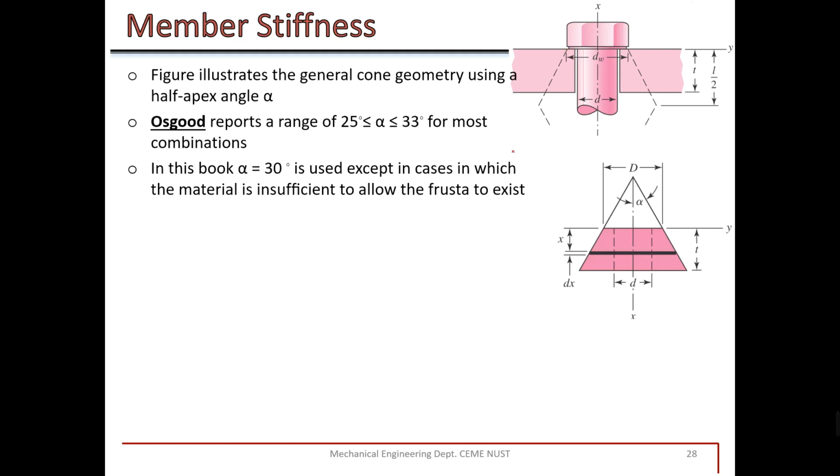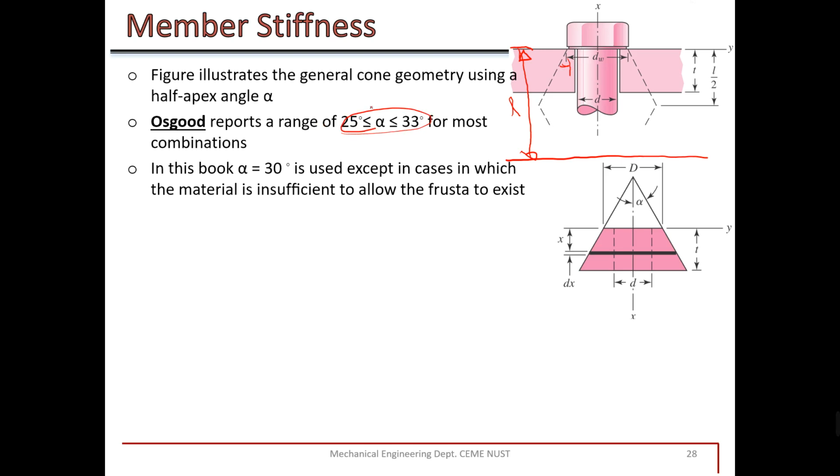Usually, if you have two materials, say the second material has larger thickness, initially we need to calculate the length from this to this portion. This will be the total length between the nut and bolt. If there is a washer, you have to include the washer. This will be the total length, equal to the grip. There we have to make a frustum at an angle. This angle ranges from 25 to 33 degrees.